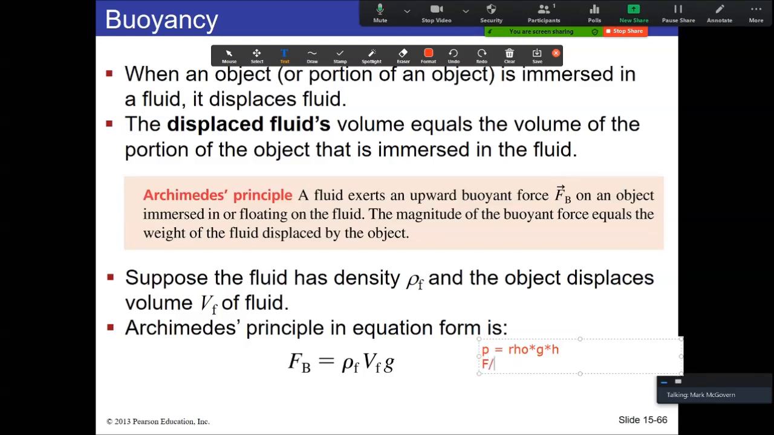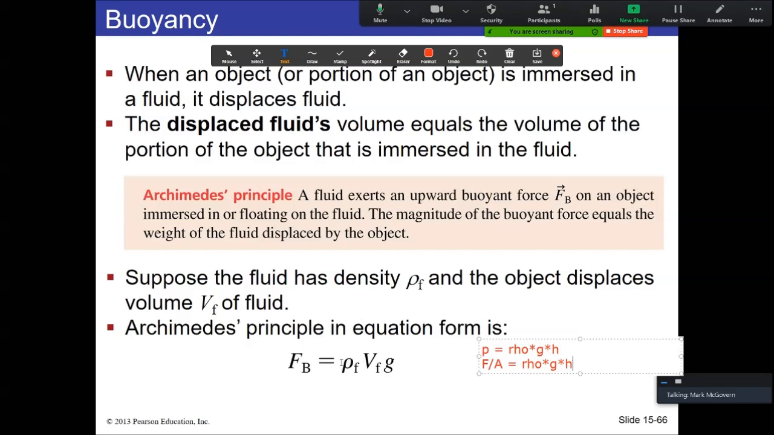Pressure is force over area, right? And that's our rho times g times h. So that's basically the difference in pressure that exists from the top to the bottom. When I write the pressure in terms of force over area, I multiply both sides by area. I combine the area with the h, and that's a volume. And so that's how we end up with the equation over here.